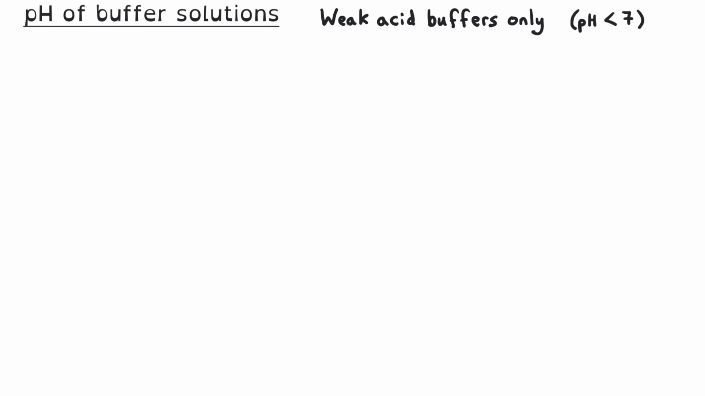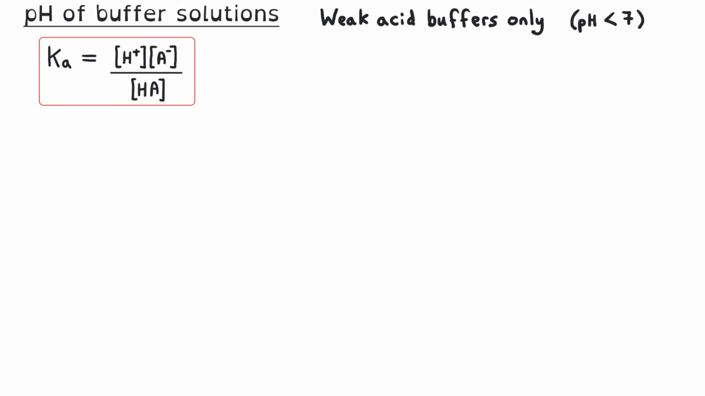You need to be able to calculate the pH of buffer solutions, and for most exam boards for A-level chemistry, we'll be calculating the pH of weak acid buffer solutions. So our final answer will have a pH of less than 7. Since we're calculating the pH of a weak acid, we need to use the Ka expression, where Ka equals H+ ion concentration multiplied by A- ion concentration divided by the undissociated acid concentration.